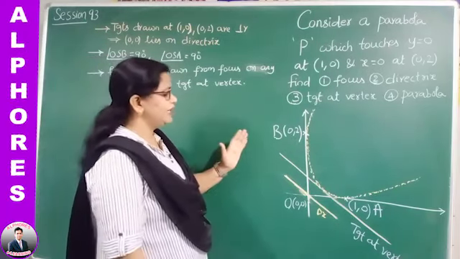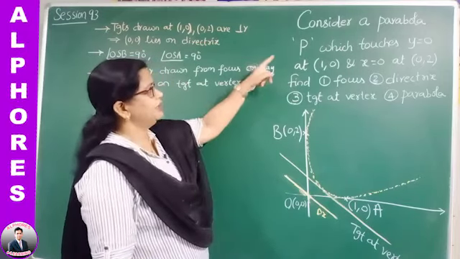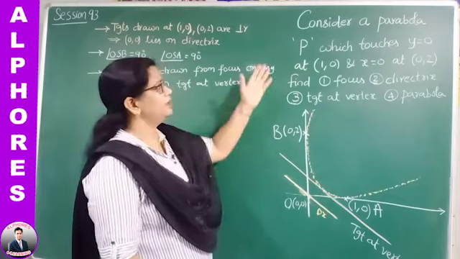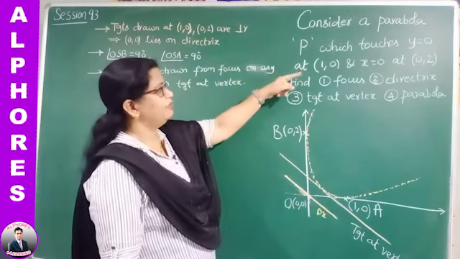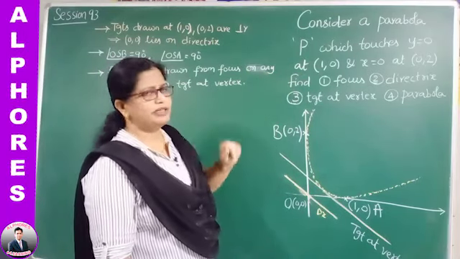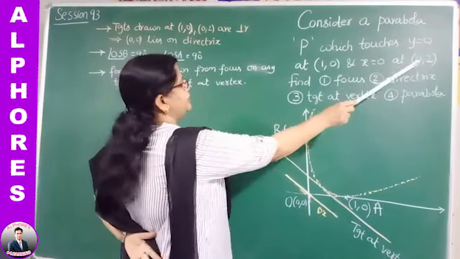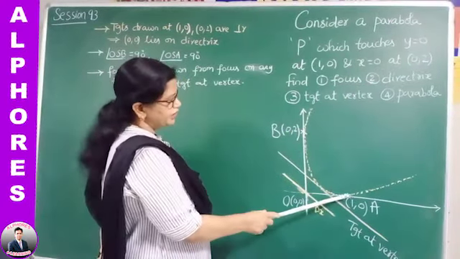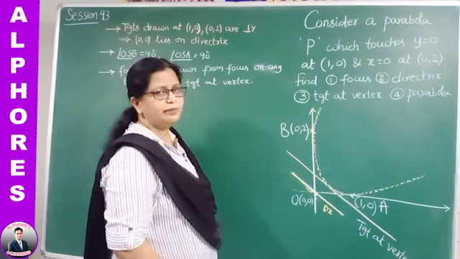Now let us have a glance at this problem. Very interesting problem this one is. A parabola is given. The name of the parabola is P, and it is touching y = 0, which is nothing but the x-axis, at (1, 0), and x = 0, which is nothing but the y-axis, at (0, 2). Okay, so x-axis at (1, 0) and y-axis at (0, 2).